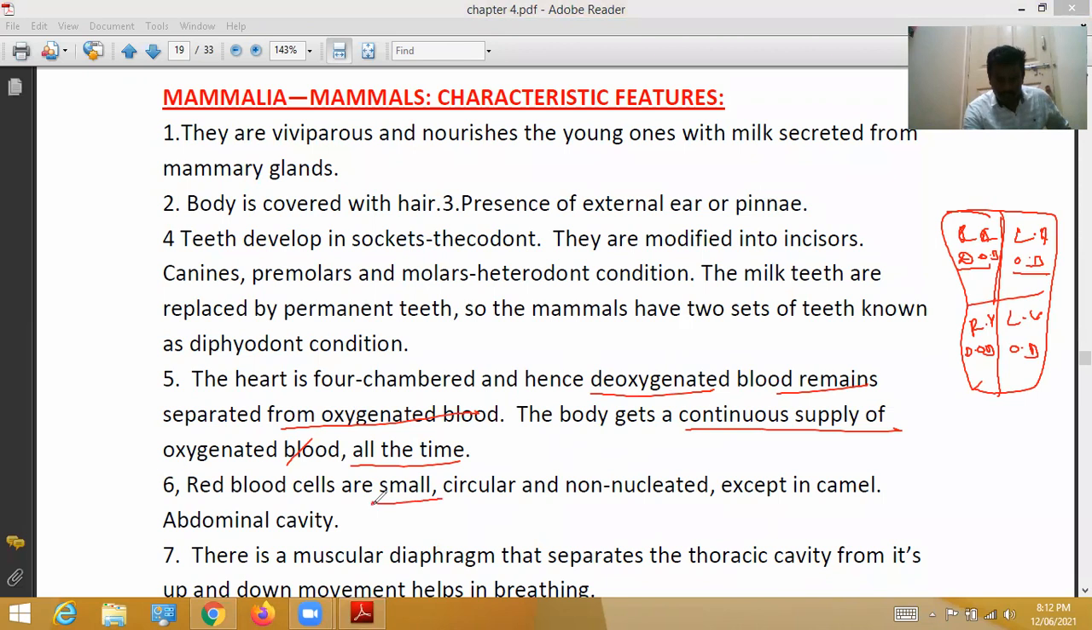The red blood cells are small, circular, and non-nucleated. Generally, in mammals, the immature red blood cells contain a nucleus. Mature red blood cells don't have a nucleus. Generally, those are small, circular, biconcave in shape, except in camel. In the camels, red blood cells contain a nucleus.